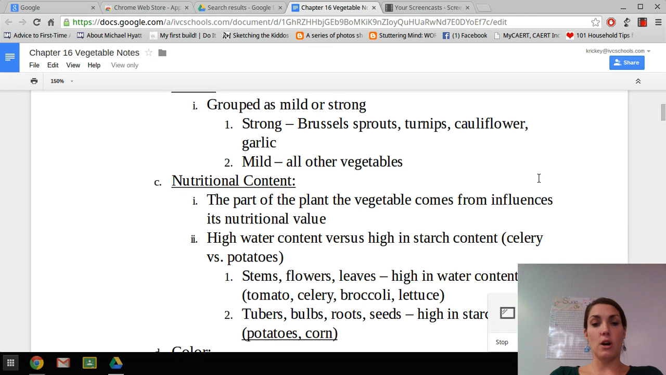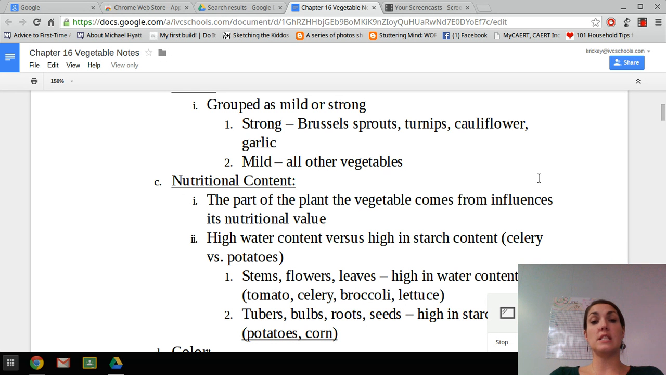So those 4 parts, there's actually 4. There's only 3 on your screen, so listen again for the 4th. Stem, flower, leaf, and the 4th is fruit. Stem, flower, leaf, and fruit. So these are the 4 with a high water content, not a high starch. This means they would also have a lower calorie content. Now you need an example for each of those 4 parts.